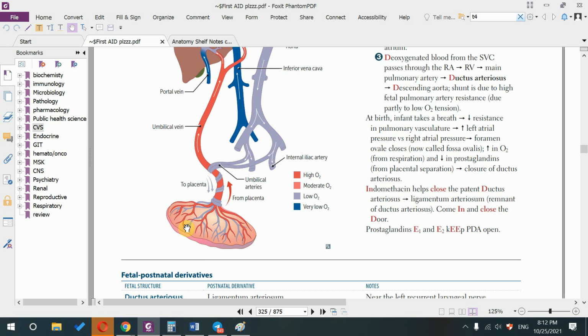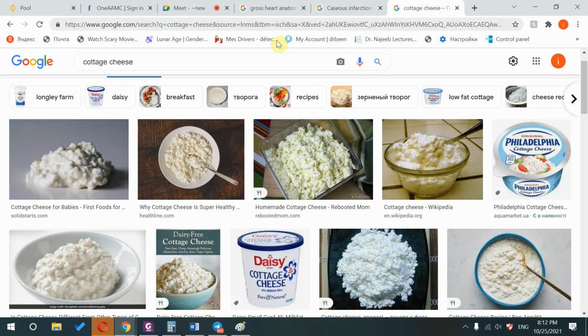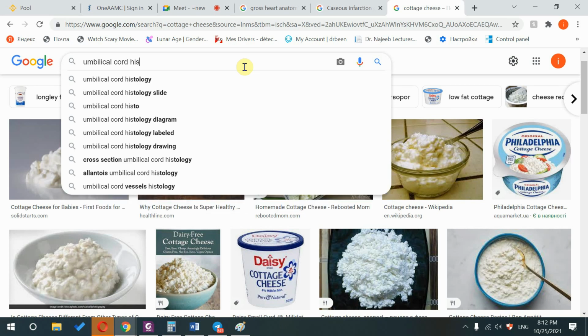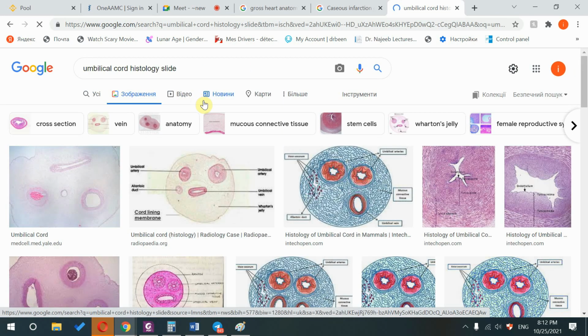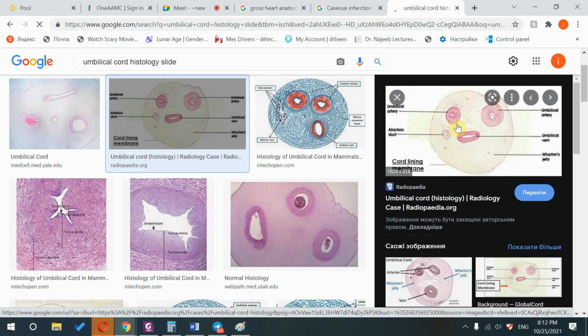So the placenta exists inside of the mother and gives the blood to the baby. But how does this happen? If you take this, what is this? This is the umbilical cord. If I cut it, what will I see inside of it? Inside of the umbilical cord, in histology, you will see the following structure. So you can see two arteries, one vein, and you can see what? The allantoic duct, which will be really important when we speak about the reproductive system.